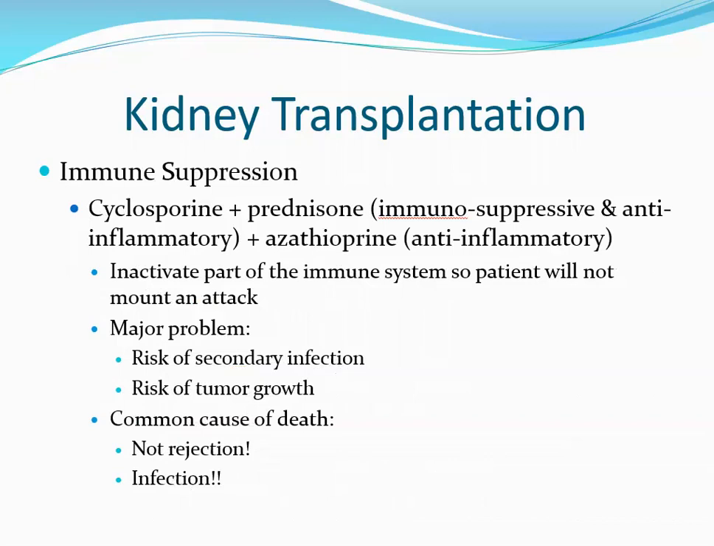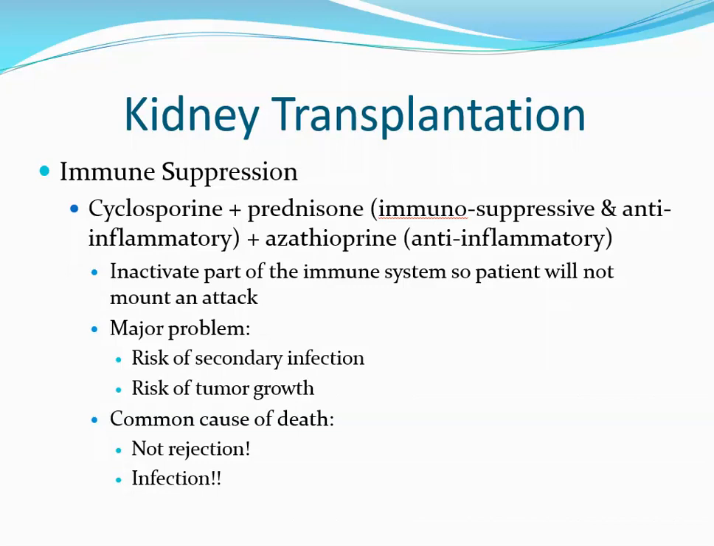One way to try and prevent the rejection problem is through immune suppression, using a combination of various drugs. 3 common drugs that are used are cyclosporin, prednisone, and azathioprine. Cyclosporin and prednisone are both immunosuppressive. Prednisone is also anti-inflammatory, and azathioprine is anti-inflammatory as well. What these drugs do is to work to inactivate a portion of the immune system so that the patient cannot mount an attack. However, they do not come without risks of their own.